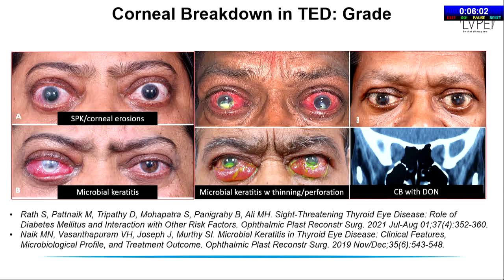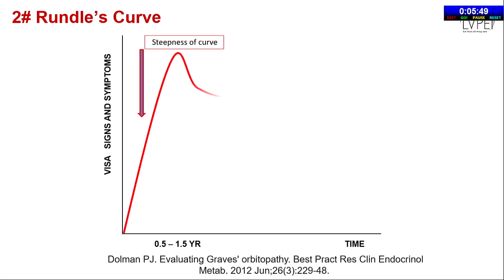Whatever said and done, the ones which are moderate to severe tend to do very well if you have a very expeditious plan, definitely constituting decompression, but more important than that, it is multiple things that come into play. The second point I want to bring in is Rundle's curve.